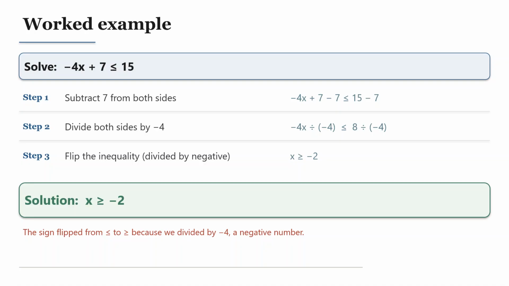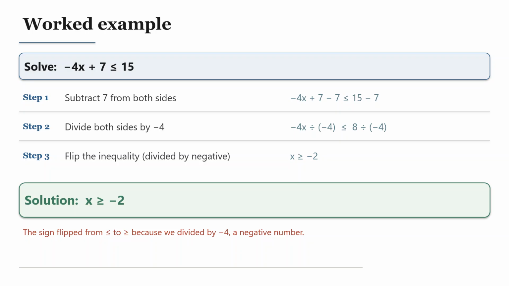Step 1. Subtract 7 from both sides. Negative 4x plus 7 minus 7 is less than or equal to 15 minus 7. That simplifies to negative 4x is less than or equal to 8. Step 2. Divide both sides by negative 4. Here is where the flip rule kicks in. Step 3. Because we divided by a negative number, we reverse the inequality direction. Less than or equal to becomes greater than or equal to. The answer is x is greater than or equal to negative 2.